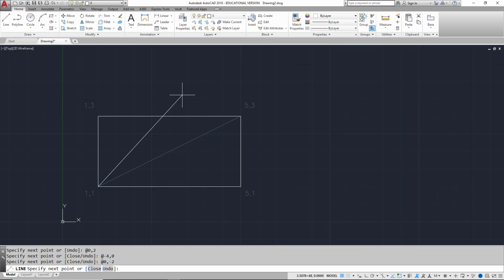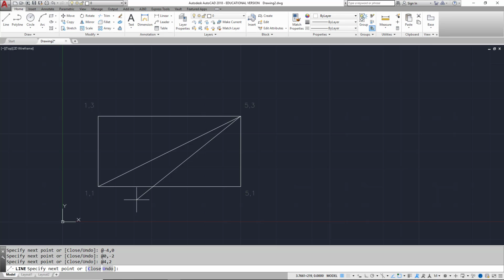If I want to draw the final line here, which is that diagonal, I tell it the change in x and the change in y. So I say @ so now again I'm saying move the origin to that previous point, which is that point right there. And then how much is my change in x? In this case, it's 4, and my change in y is 2. Again, 5 minus 1 is 4, and 3 minus 1 is 2. Press enter to draw that diagonal.